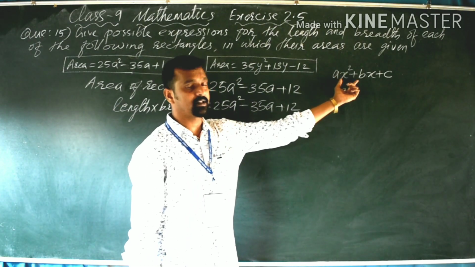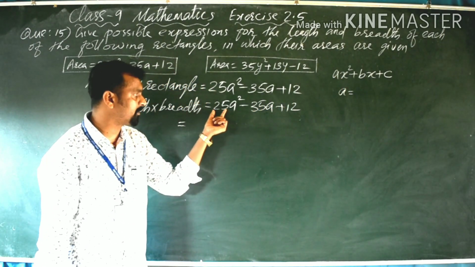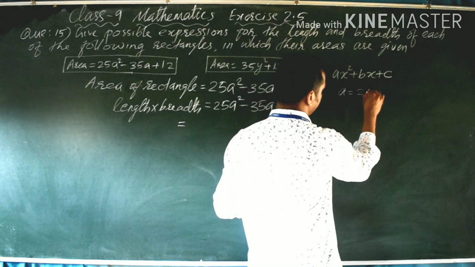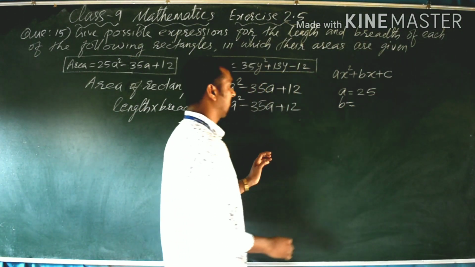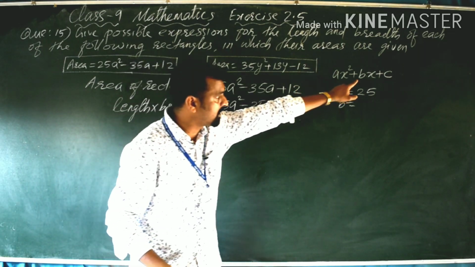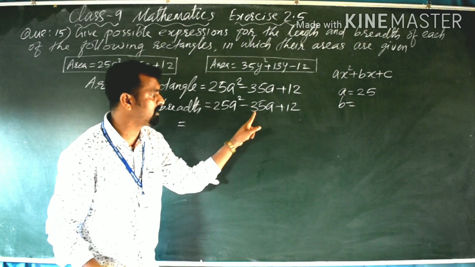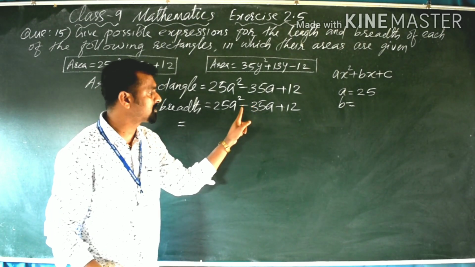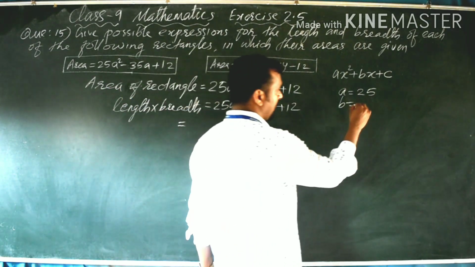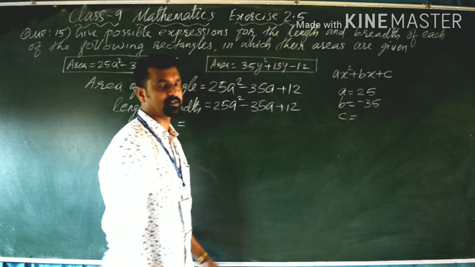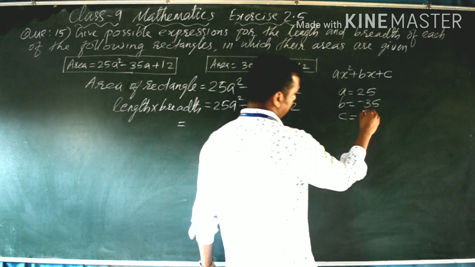So comparing with the standard form, the value of a is 25. B is equal to, with the variable a, what is the number? That is the value of b. Here it is minus 35. And c is the last constant number, here 12. C is equal to 12.